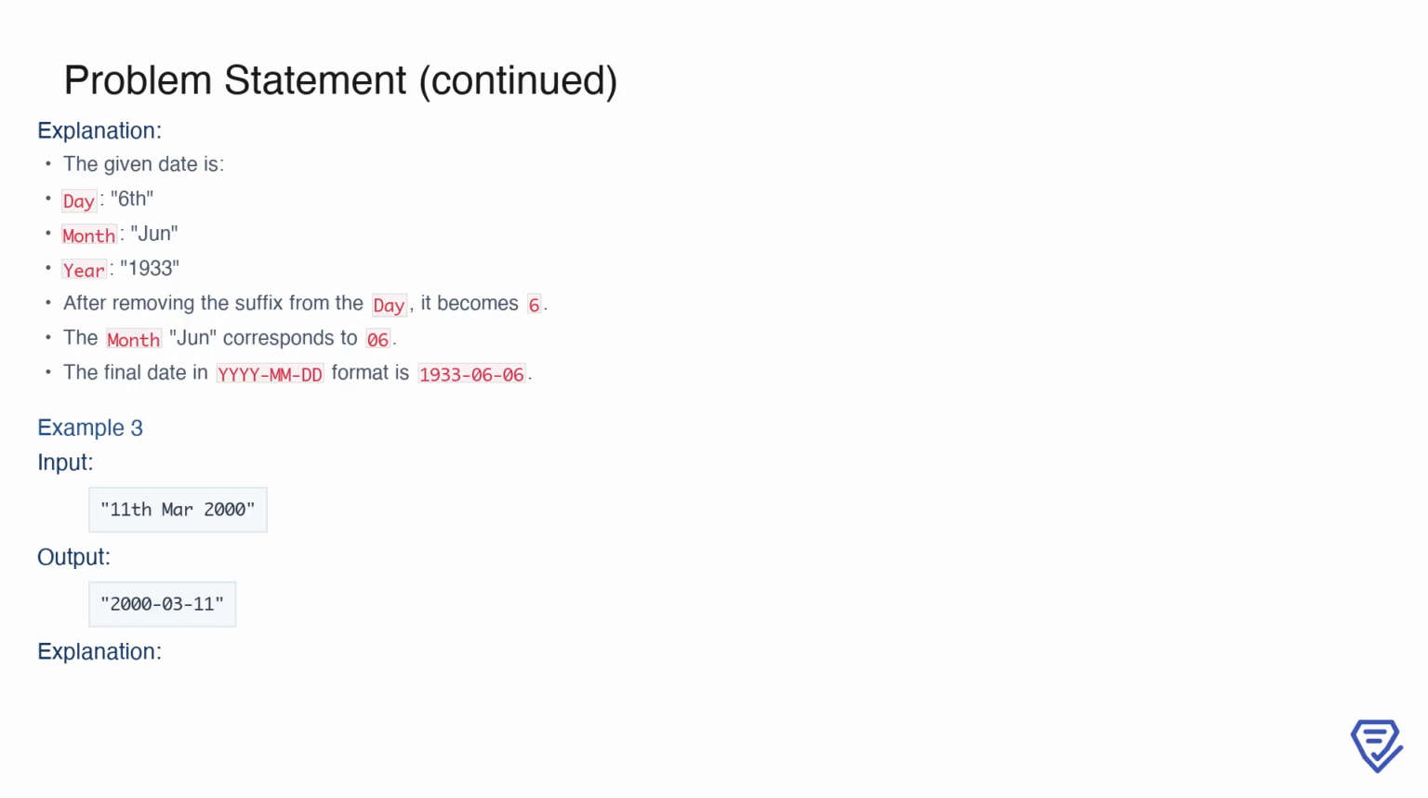Now, let's look at the third example with the input string 26th May 1960. Breaking it down, the day is 26th, which simplifies to 26 after removing the suffix. The month is May, which corresponds to the numerical value 05. The year remains as 1960. Combining these parts in the required YYYY-MM-DD format gives us the output 1960-05-26. This approach follows the same pattern as the previous examples, ensuring the day and month are always represented as two-digit numbers, even if the original input is a single digit.